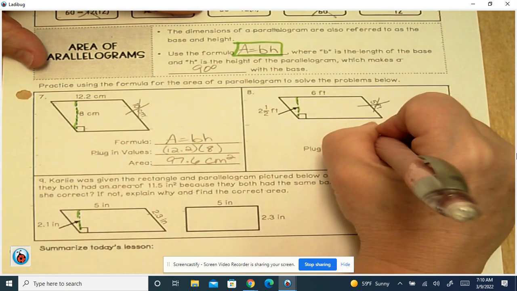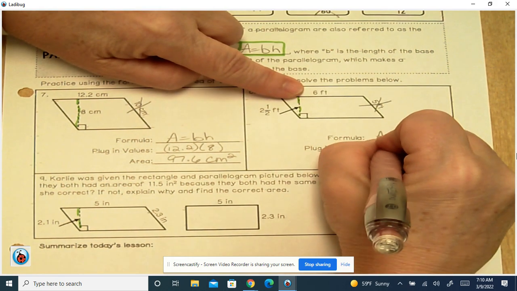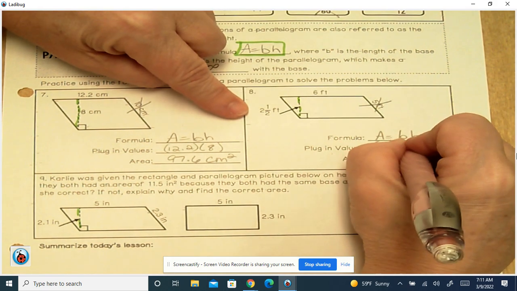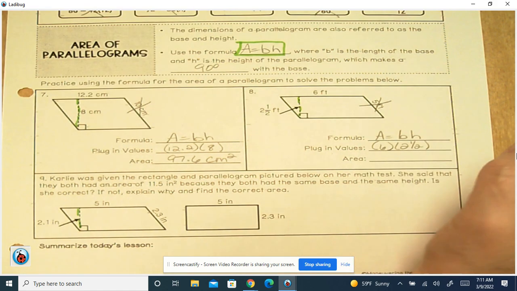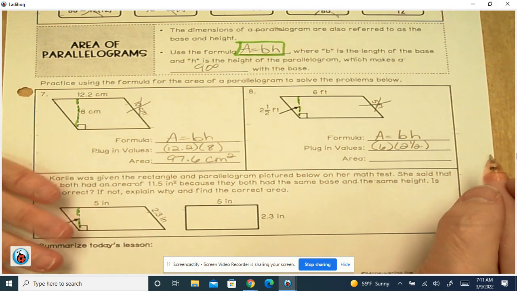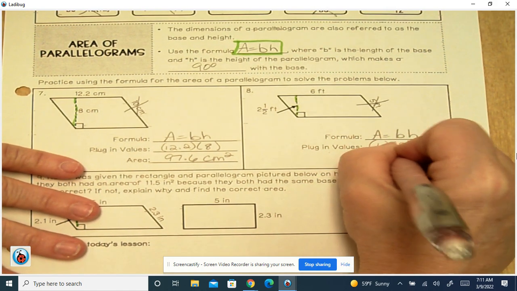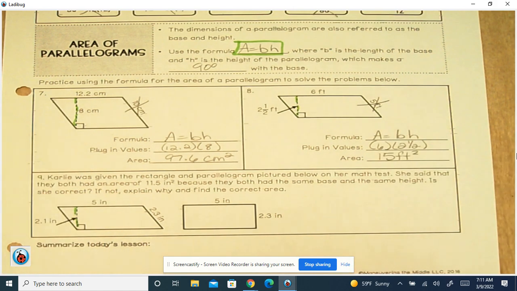And then number 2, we have another slant, so we want to mark that out so we know we don't use that number. Area equals the base times the height. The base is 6. The height is 2 1/2. You can do alpha y equal to multiply those, or change that 2 1/2 to 2.5. And when you multiply those two together, you get an area of 15 feet squared.